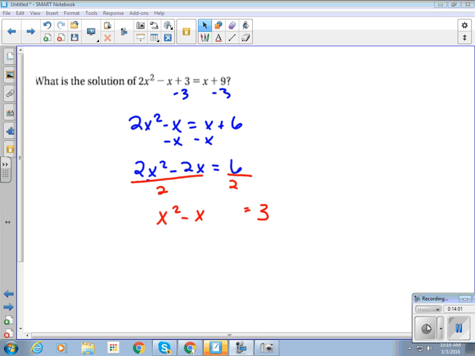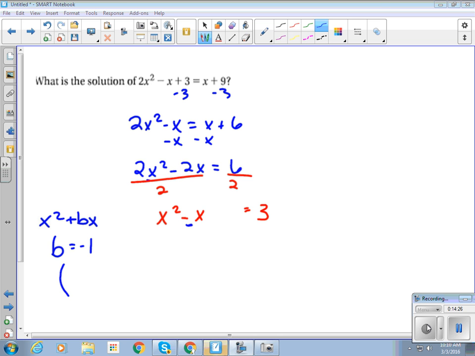All right, now we have to identify what our b value is. So it's x squared plus bx. So in this case, our b is equal to negative 1. You can't simplify it anymore, right? So because our b is negative 1, we're going to add b over 2 squared to both sides.